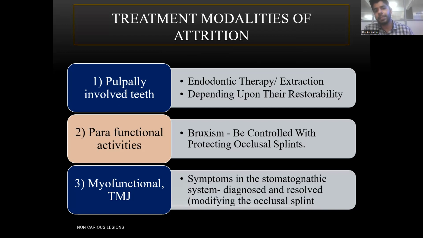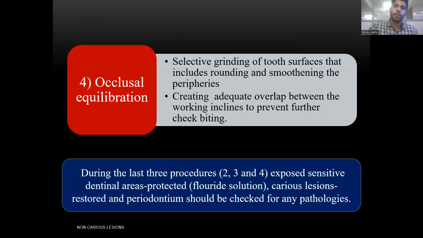When parafunctional habits are present, such as bruxism, the functional habit should be controlled with the use of a protective occlusal splint. In case of myofunctional and TMJ symptoms in the stomatognathic system, they should be diagnosed and resolved by modifying the occlusal splint. Occlusal equilibration is done by selective grinding of the tooth surfaces that includes rounding and smoothing of the cusps and creating adequate overlap between the working teeth to prevent further cheek grinding.